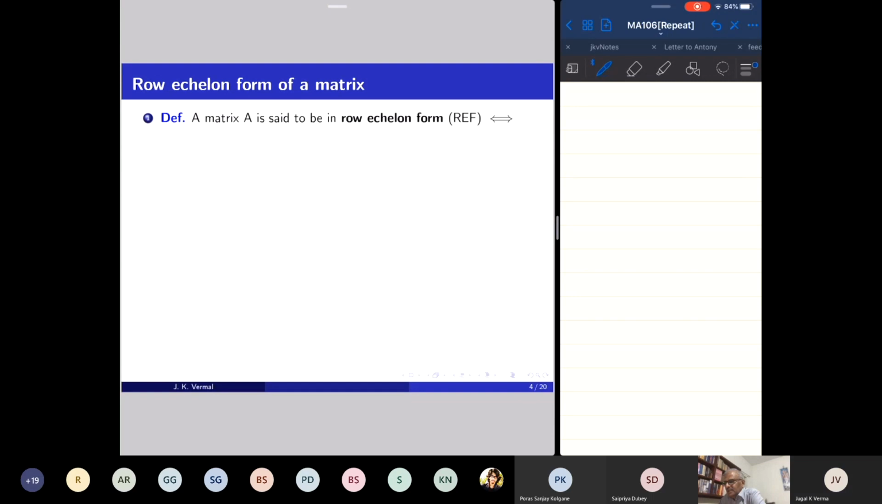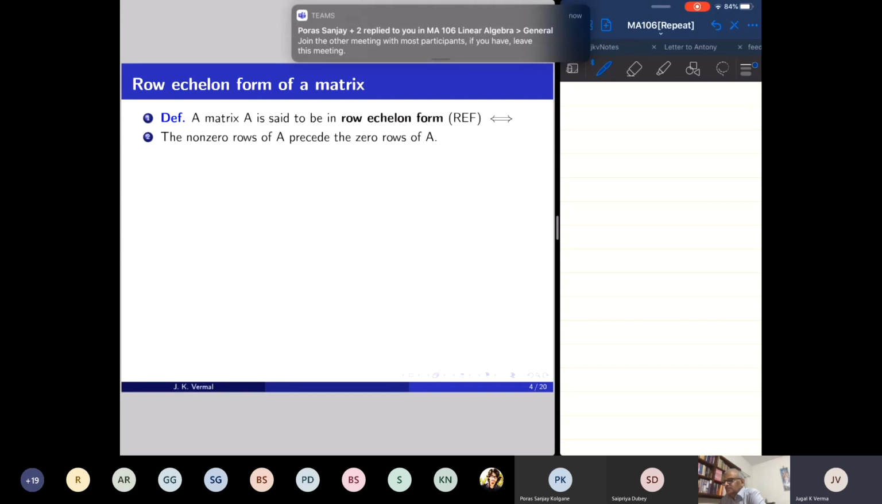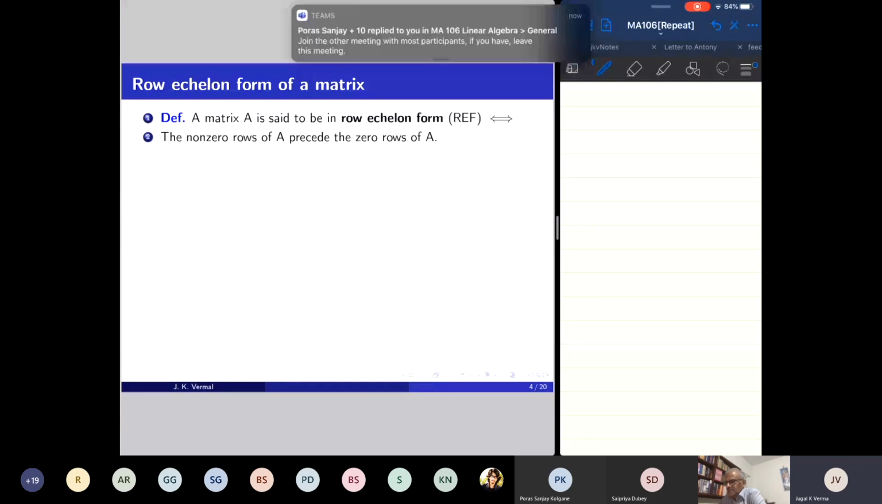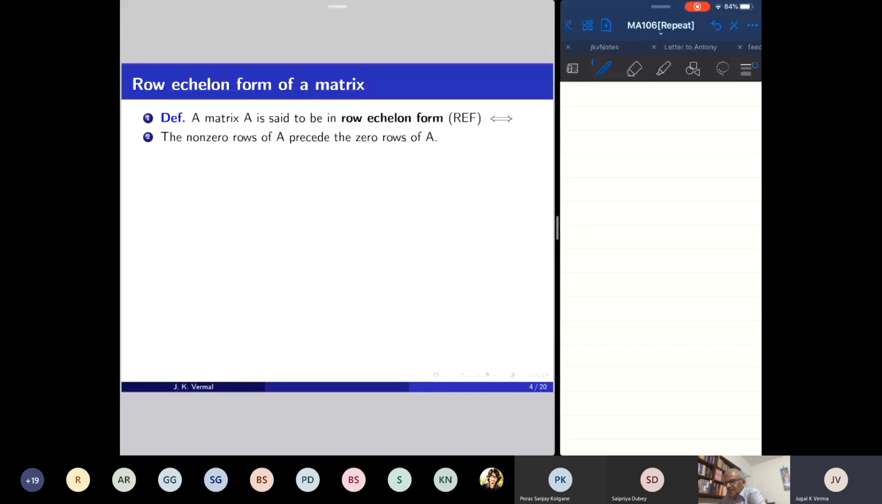So a matrix is said to be in row echelon form if and only if the non-zero rows of A precede the 0 rows of A. So all the 0 rows should be pushed to the bottom. All the 0 rows are at the bottom of the matrix in row echelon form, and so the non-zero rows are above the 0 rows.